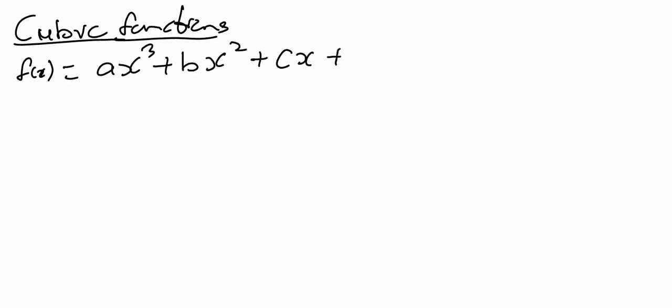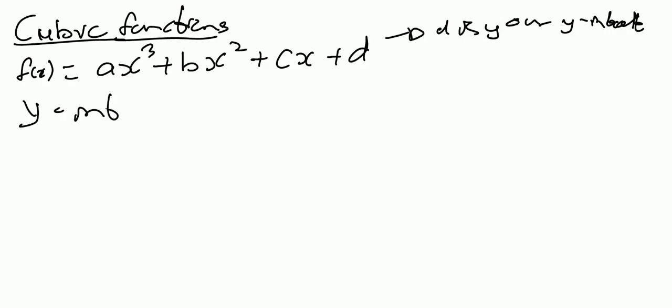So cubic functions, let's say our f of x is a cubic. That means our equation is in the form ax cubed plus bx squared plus cx plus d, where your d is your y-intercept. Why is your d your y-intercept? Remember, when looking for y-intercept, you let x be 0.